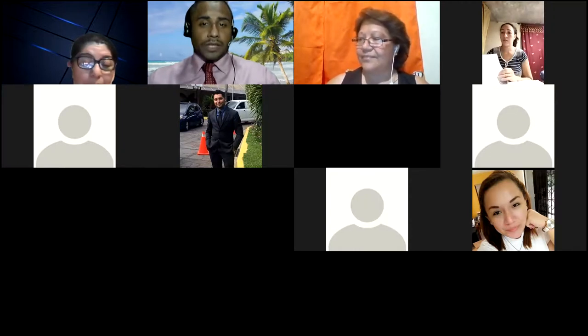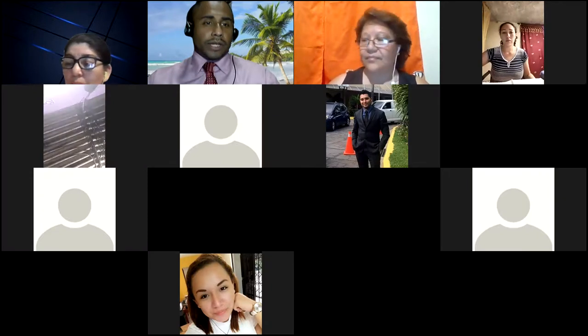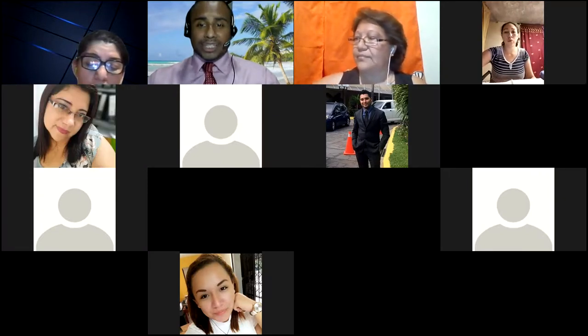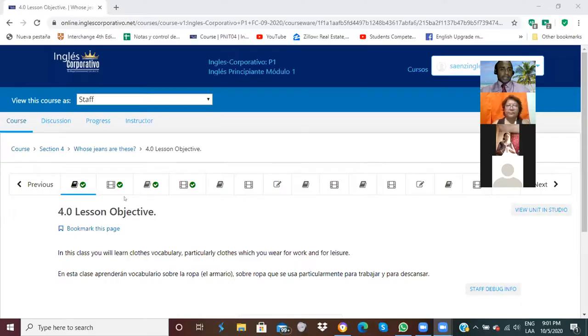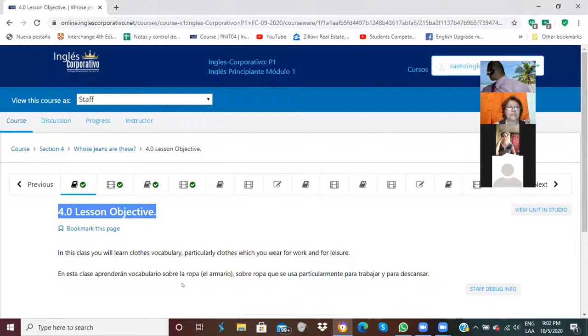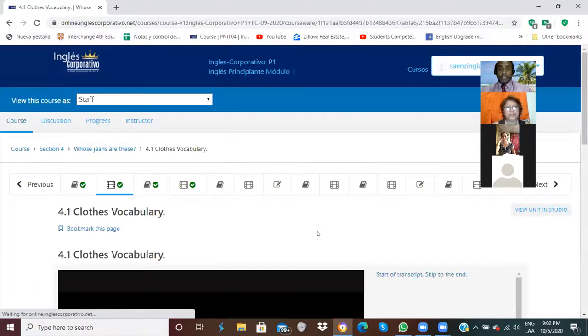Good. So today we are going to be getting started on section number four. Section 4.0, lesson objective. In this class, you will learn clothes vocabulary, particularly clothes which you wear for work and for leisure. En esta clase aprenderán vocabulario sobre la ropa, sobre ropa que se usa particularmente para trabajar y para descansar. So the topic is vocabulary clothes.